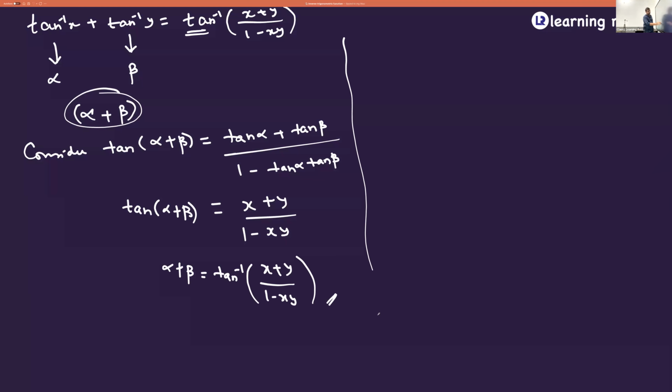Similarly, I'll just explain the other part, then you can write it down. If you just change the sign, what will happen? Tan inverse x minus tan inverse y. It will be tan inverse of, sorry, x minus y divided by 1 plus xy. Simple, right?